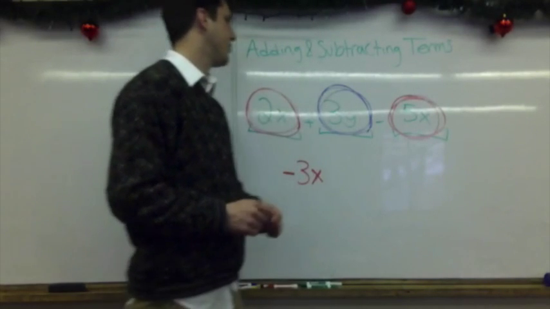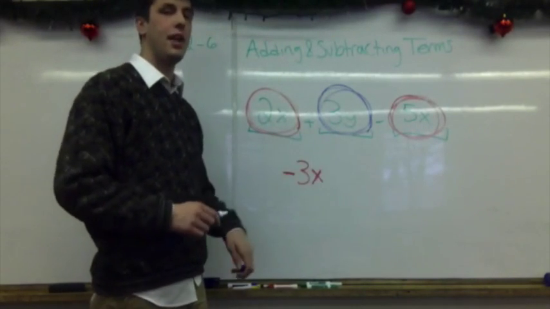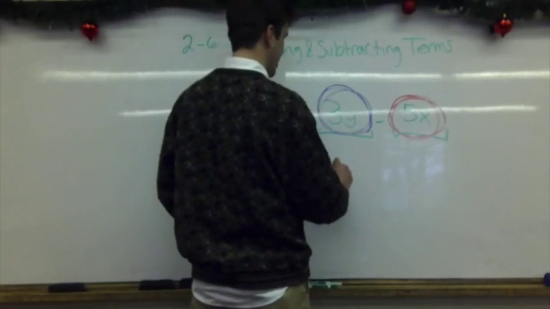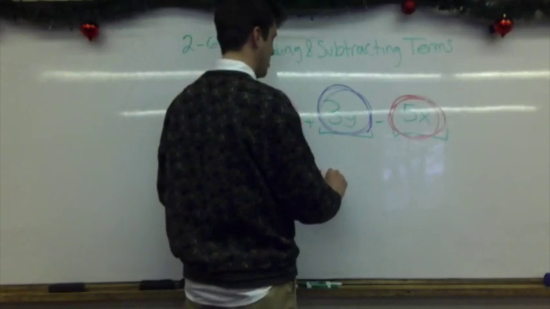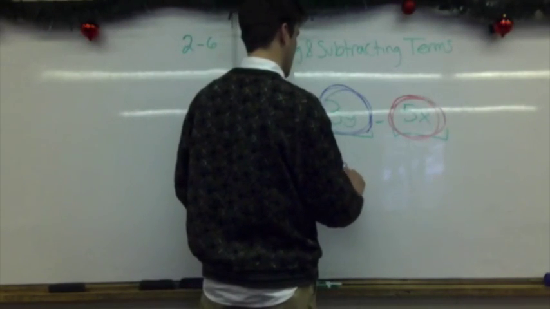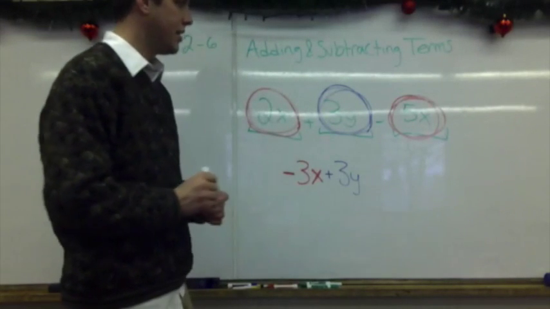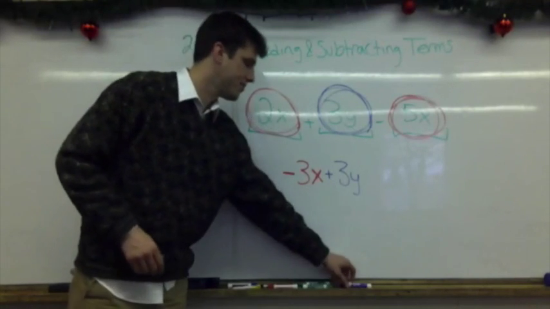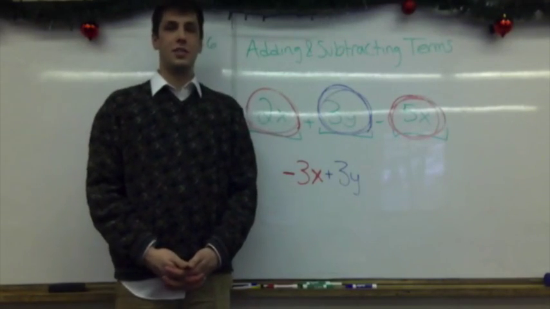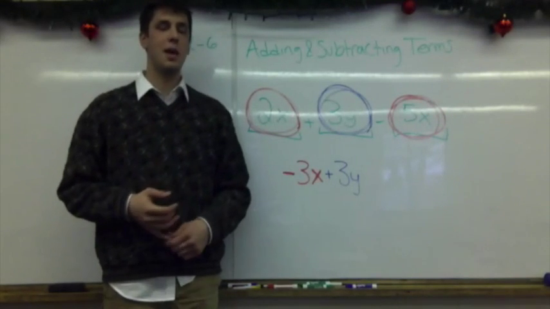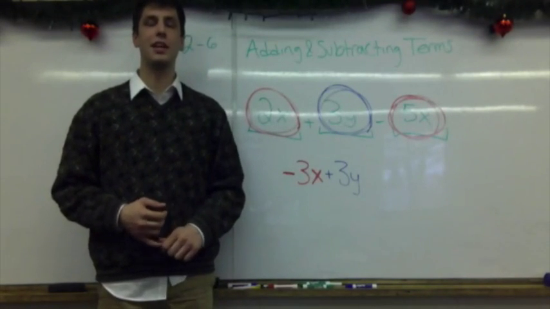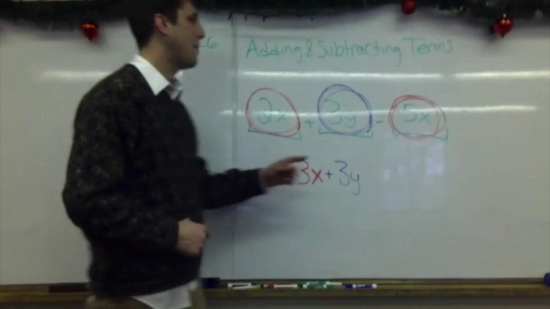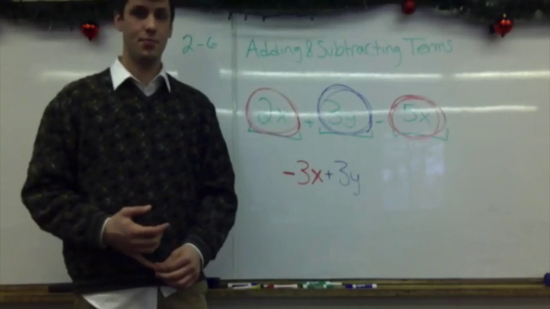And then for blue, this blue cannot combine with anything else because it's the only blue color there. So we're just going to leave it as it is. We're adding 3 cups of blue, so we're still adding 3 cups of blue, or 3y. Therefore, this statement can only be simplified into negative 3x plus 3y. So what we learned from that past example was, first of all, when combining like terms, you can only combine like colors. In other words, you can only combine terms with the same variable.